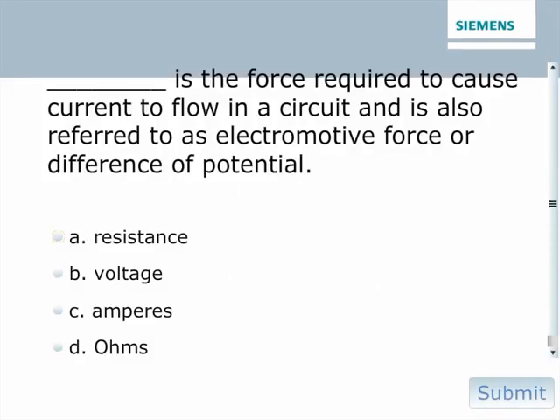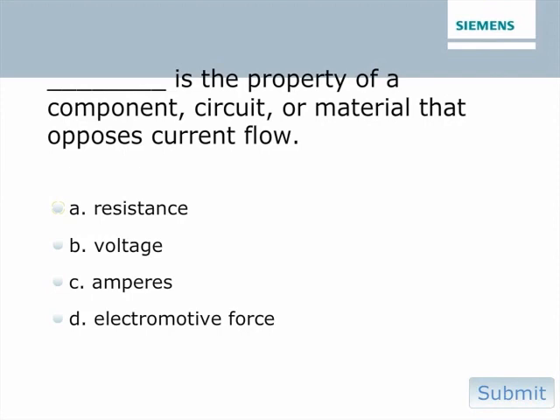That concludes section 1, so let's do a quick knowledge check. Question 1. Blank is the force required to cause current to flow in the circuit and is also referred to as electromotive force or difference of potential. Is it A, resistance, B, voltage, C, amperes, or D, ohms?